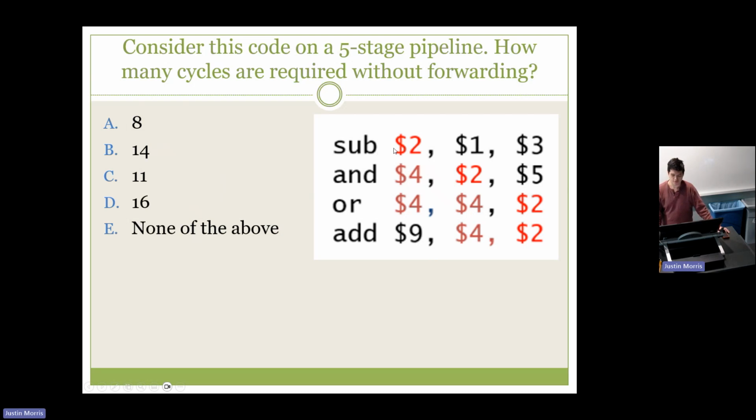Then we have 9, 10 because we need to stall twice between this sub and the and. 11, 12 because we need to stall twice between this and this or. And then 13, 14 because we need to stall again twice between this or and add. So that's how we can also get to 14. So this is B.